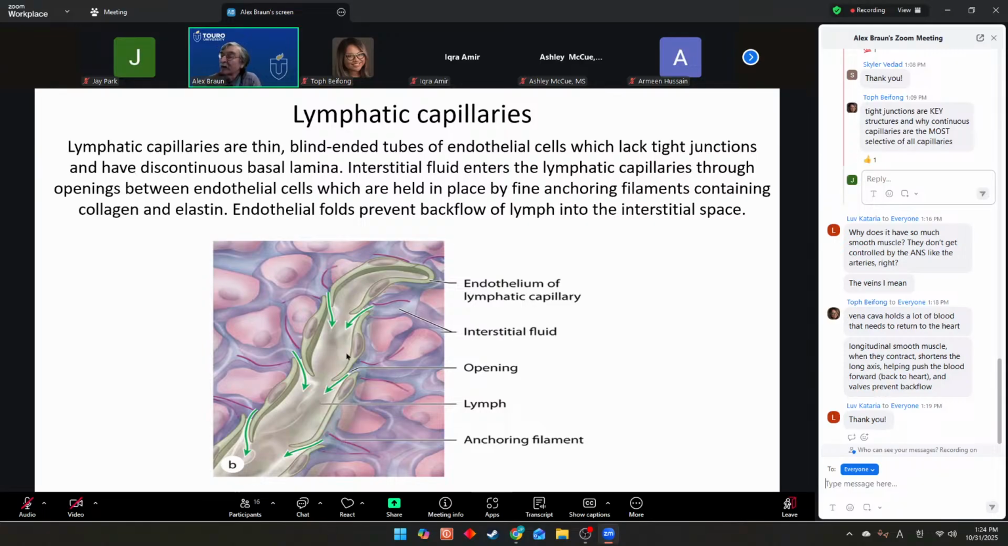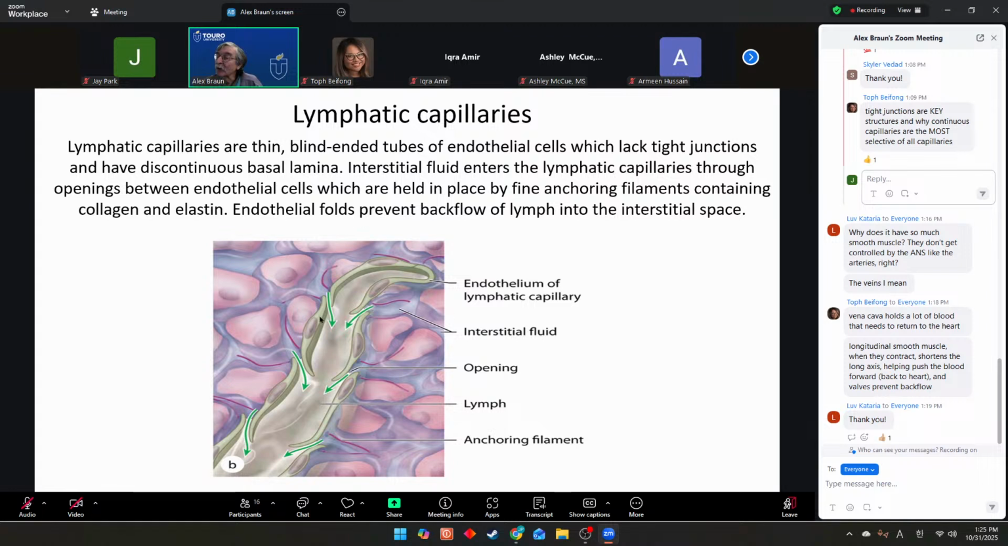Now, because these are very thin-walled vessels, and you want to keep them open so they could receive excess tissue fluid, the endothelial cells of lymphatic capillaries are anchored to the interstitial connective tissue via anchoring filaments. So here we see anchoring filaments anchoring these lymphatic capillary endothelial cells to the interstitium. There's some elastic tissue in those anchoring filaments and collagen in those anchoring filaments.